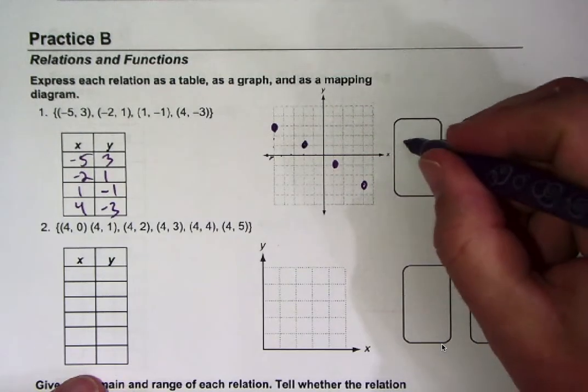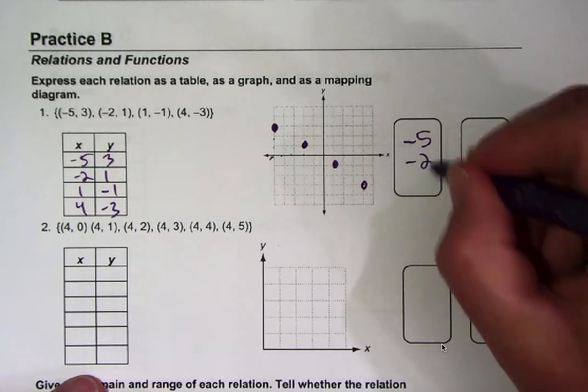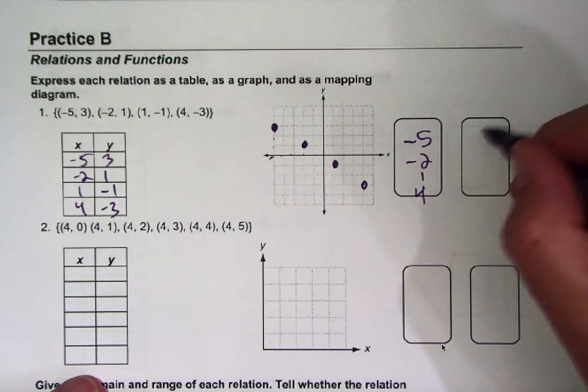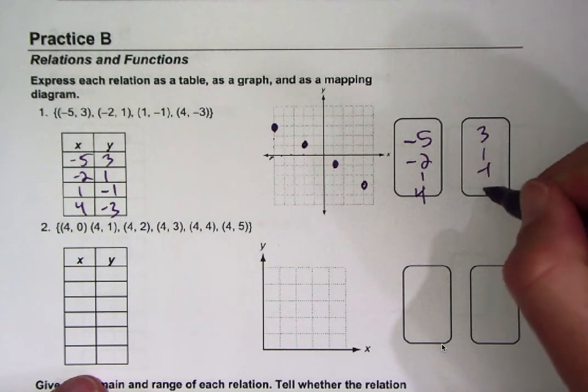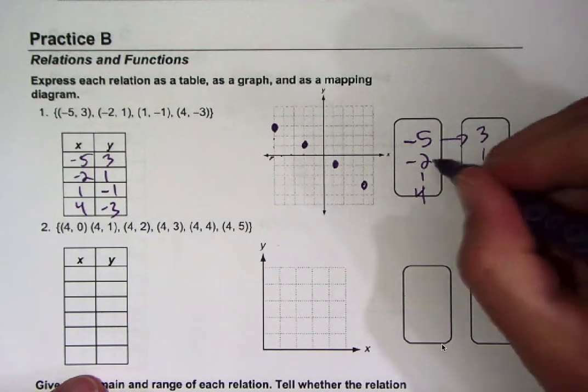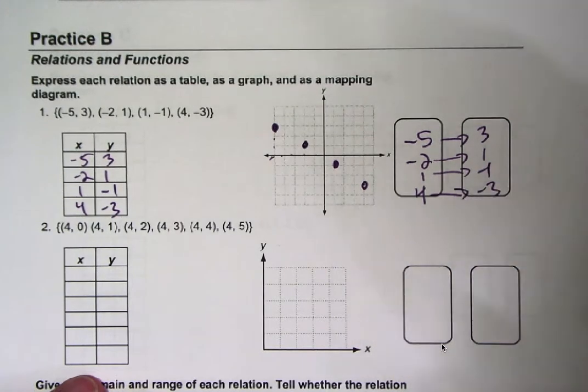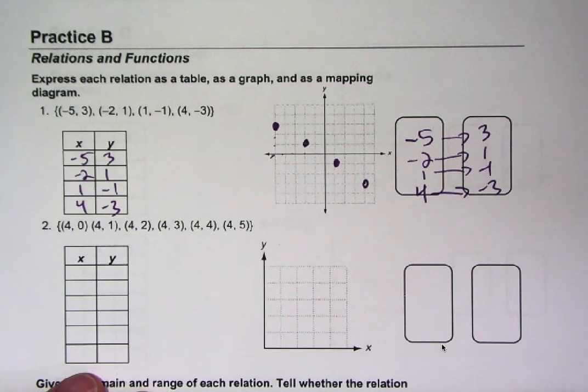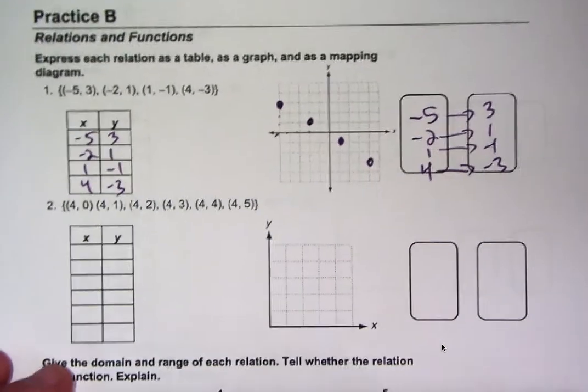And when we do a mapping, we write all the different x values in, and then we'll place all the y values in. And you connect the x values to the y values, or the inputs to the outputs.